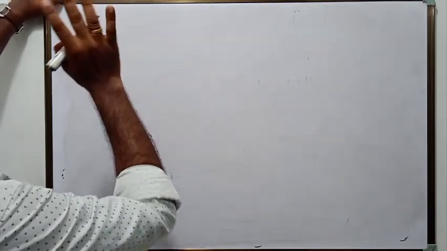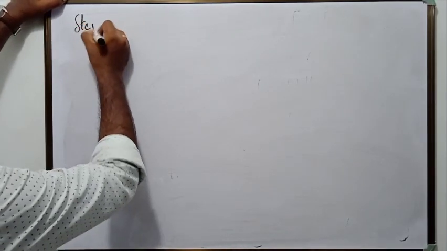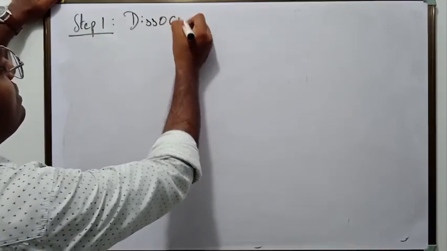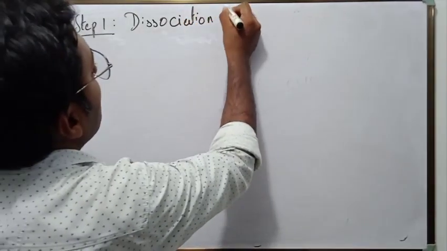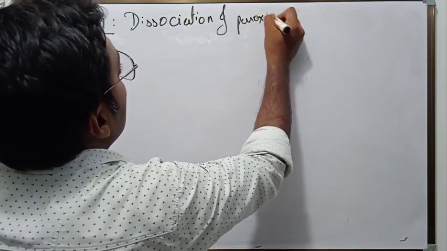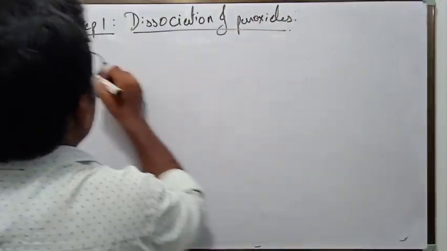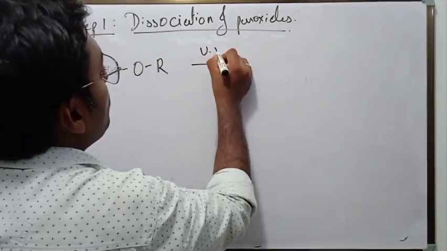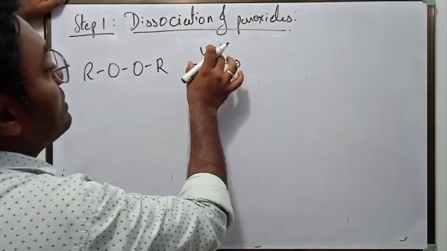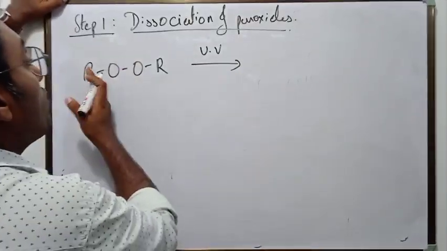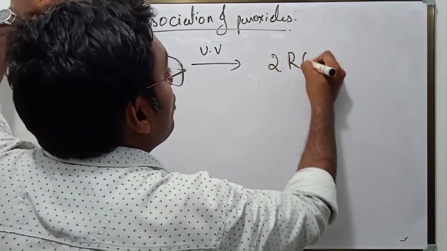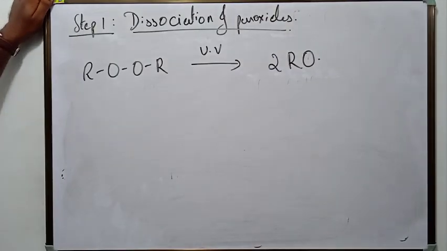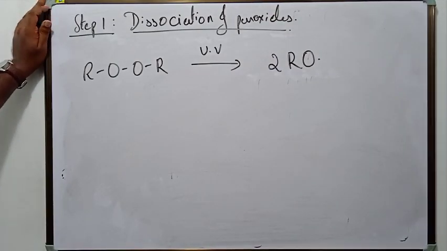The mechanism has 4 steps. Step number 1, dissociation of peroxides. We have this as peroxide. We apply UV light, which, as I said, is a very high frequency radiation. It has sufficient energy to knock the electrons out of it, so we get 2 molecules of peroxide free radicals.